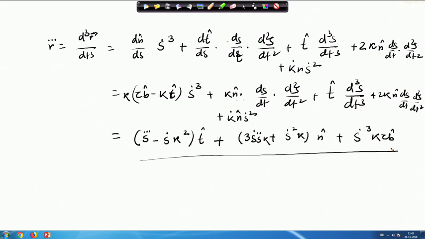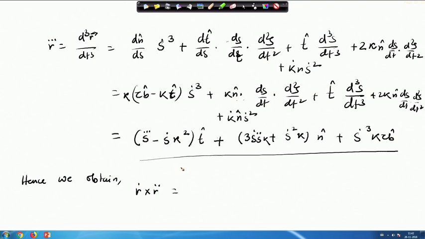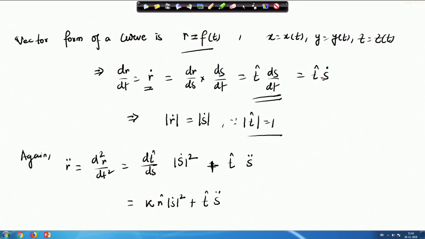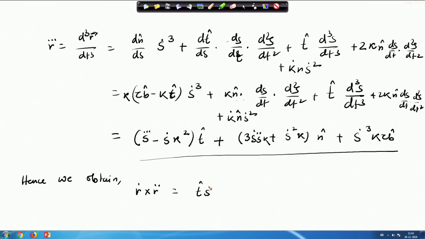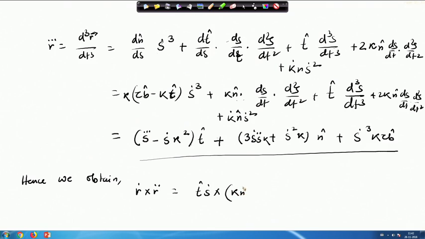It's a little bit complicated, and now that we have this relation here, hence we obtain, if we take cross product of r dot with r double dot, then we just know what our r dot is. r dot is t cap s dot, and I am taking cross product with r double dot, which is basically kappa times n cap s double dot plus t cap s double dot.